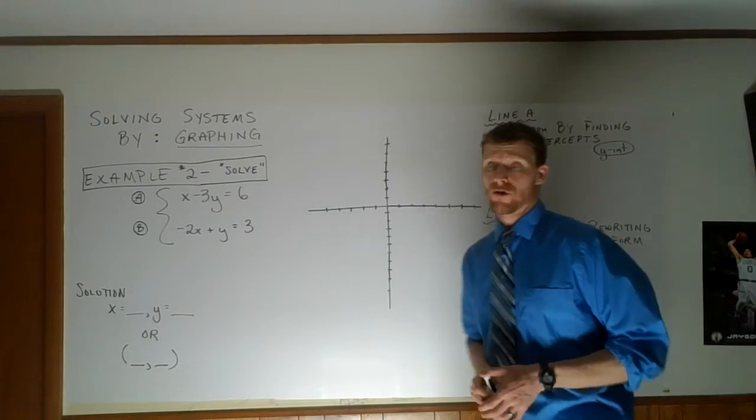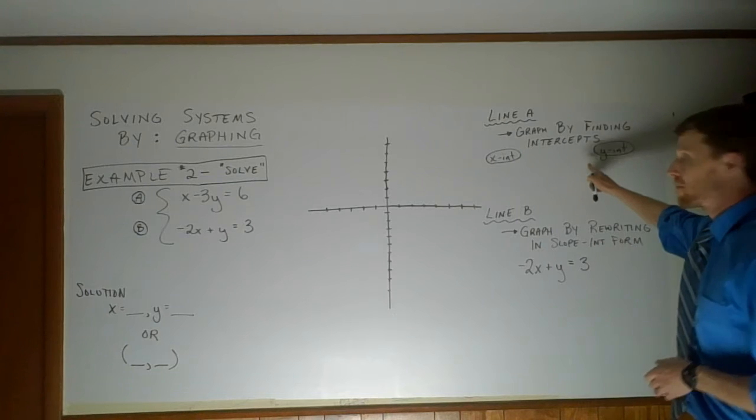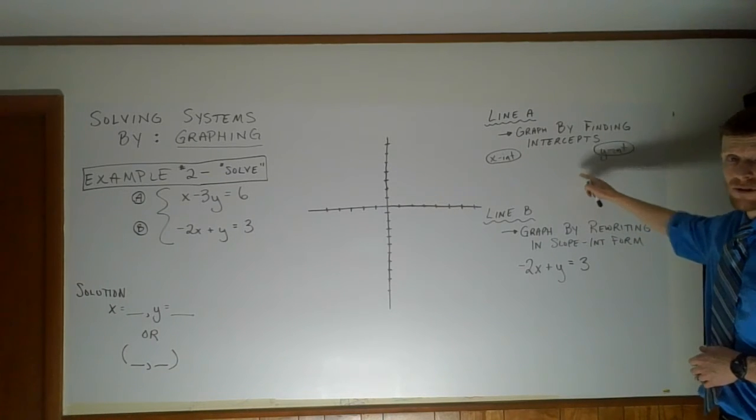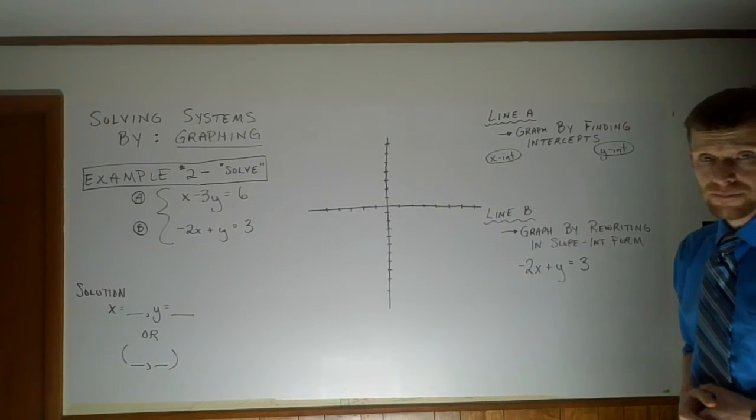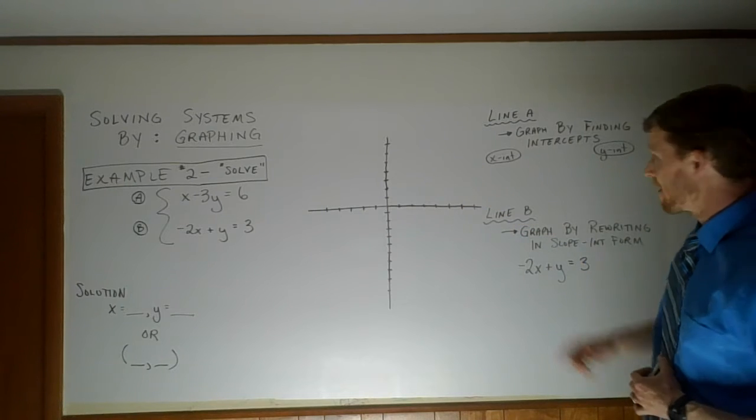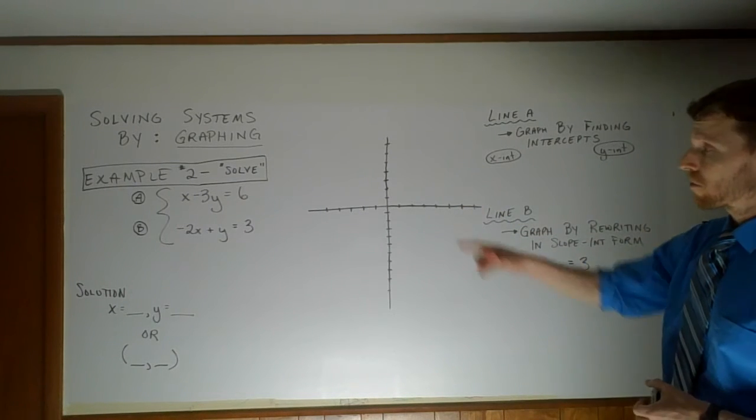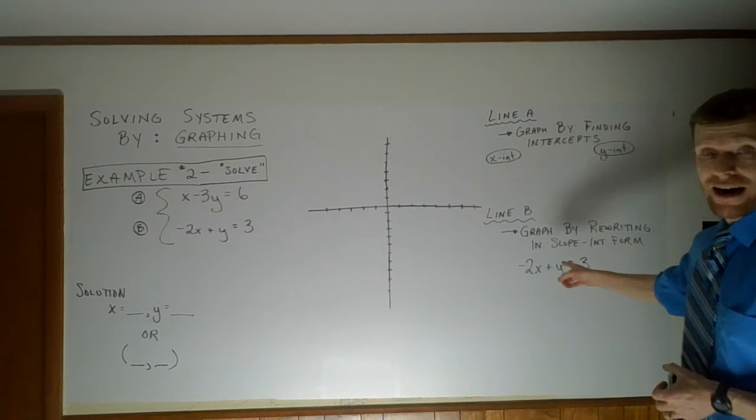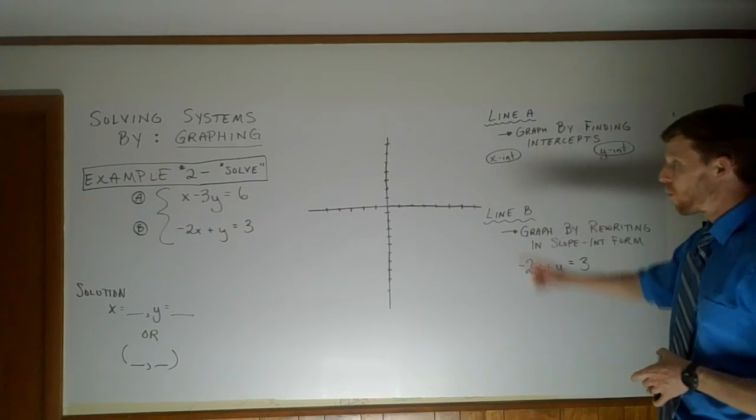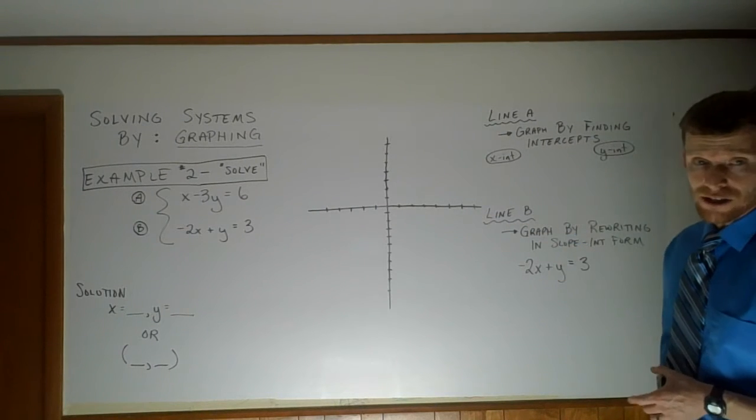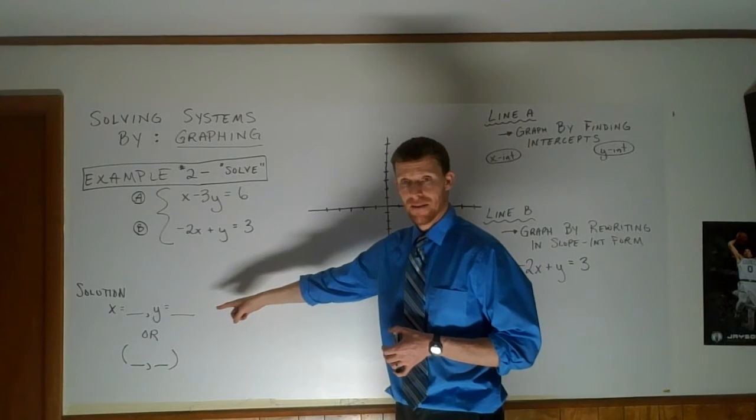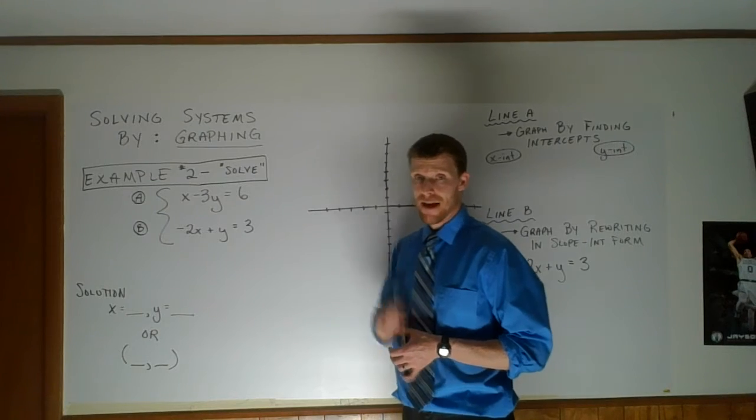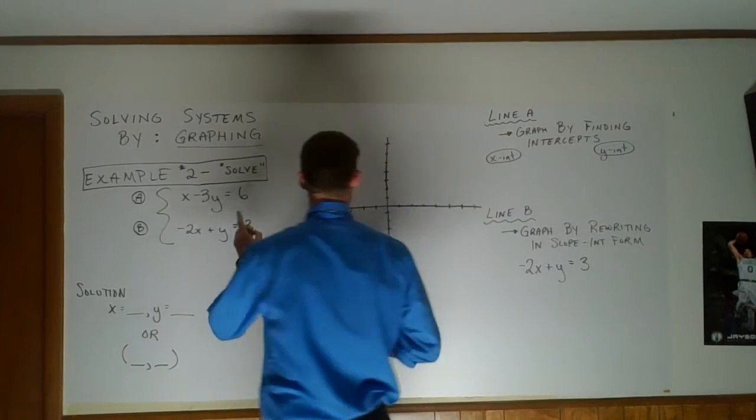We've learned two ways to graph these lines. One of them is to graph by finding the intercepts. One of them is to graph by rewriting it into slope-intercept form. So we're going to first graph line A by finding its intercepts. Then we will graph line B by rewriting it into slope-intercept form. Wherever those two lines cross, we're going to find that point, and that point will be our solution in the end. So this will be our final answer. That's our process. Here we go.